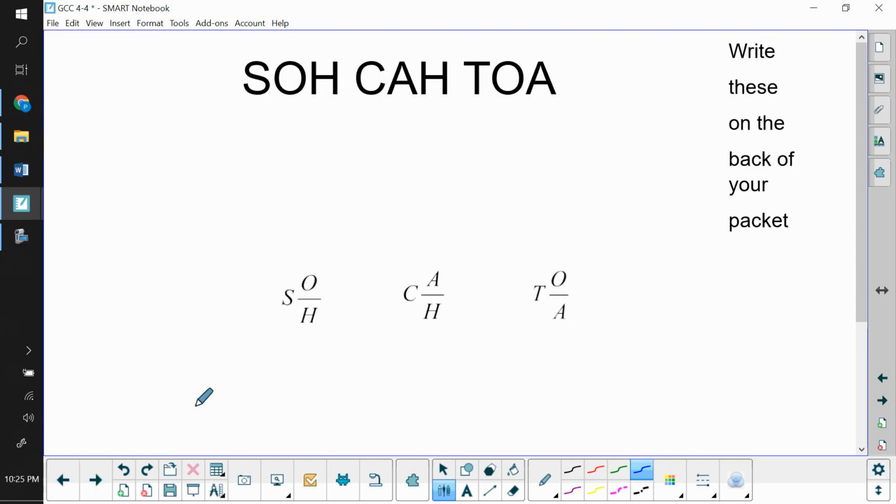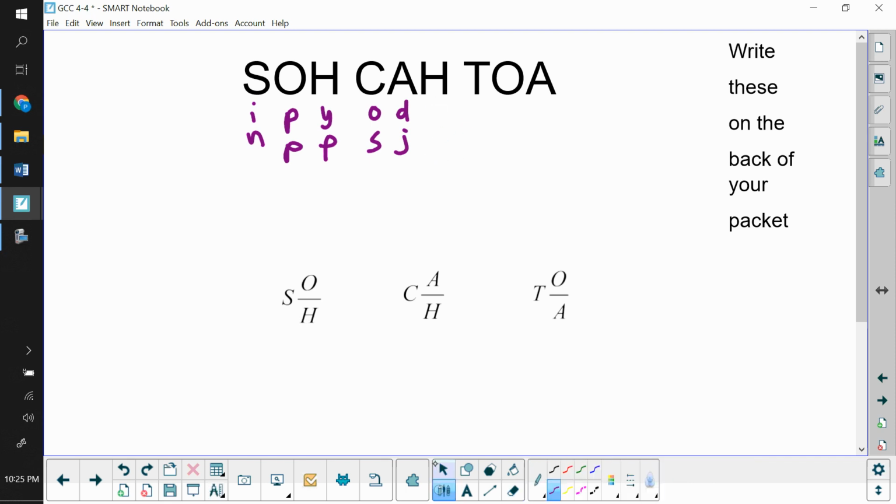So if we go to the next slide, here is that in shorthand and a way to help remember it. So we have SOHCAHTOA. So what this stands for, this is for sine, O is for opposite, H is for hypotenuse. C is for cosine, and that's saying that you should do the adjacent over the hypotenuse. And for tan, we should do the opposite over the adjacent.